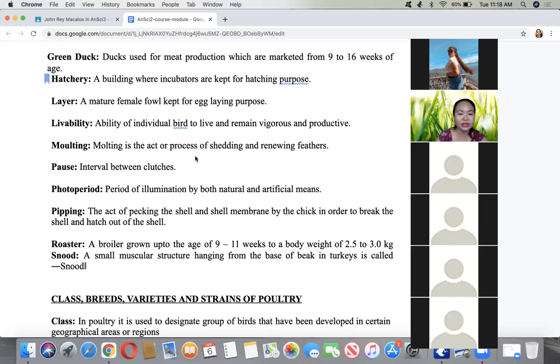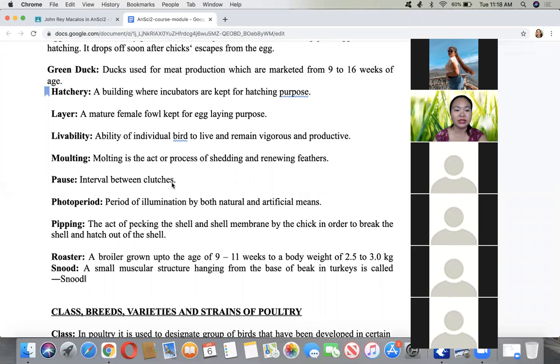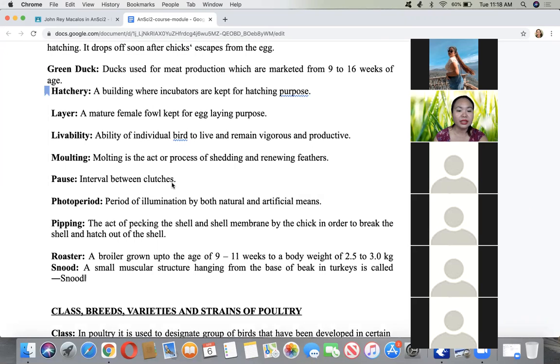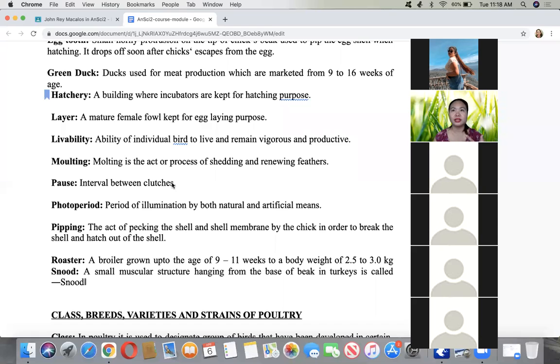So molting is also the act or process of shedding and renewing feathers. So para ding ibang like the mag-change skin or molting, mag-shed ang feathers. So we also have pause or the interval between clutches. So kanina clutch is yung non-stop, no? Non-break na pag-itlog. But we also have this interval between clutches na pause, no?